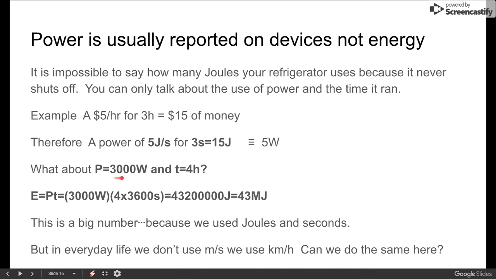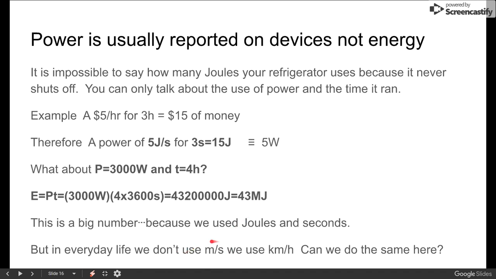What happens if you had 3,000 watts running for 4 hours? Well, you'd multiply those two together, and you'd get 3,000 watts times 4 hours. But the hours must be reported in seconds, and you wind up getting 43 million joules. This is a really large number because we're talking about joules, which are an extremely tiny amount of energy. You eat 10 million joules a day.